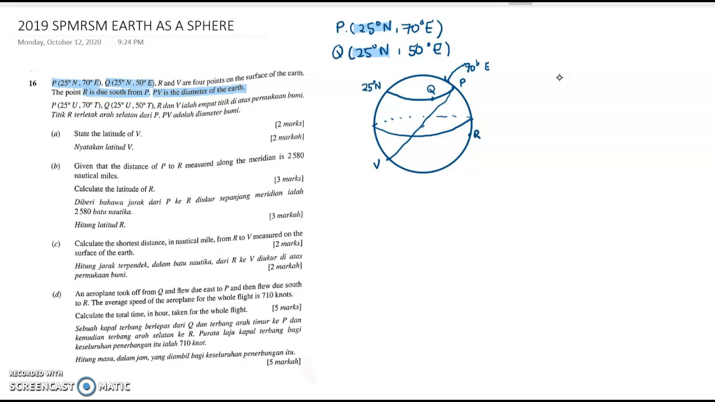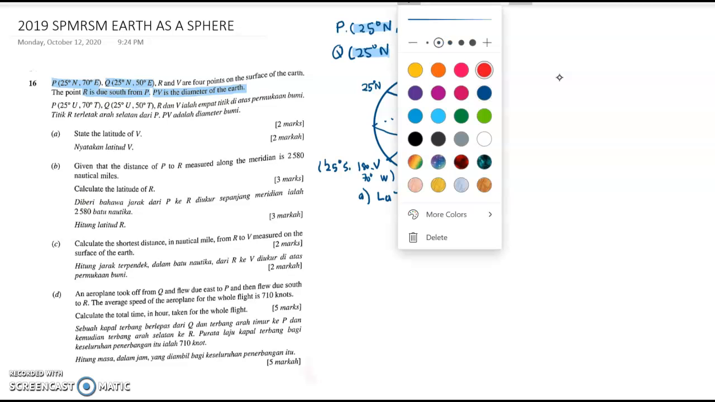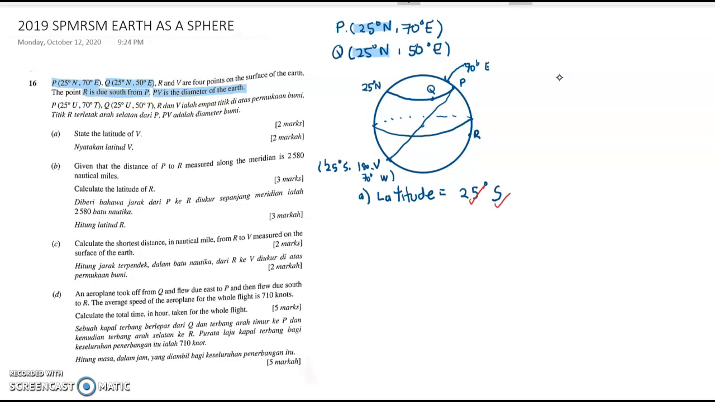Okay, so we have the latitude of V. We know that when the location is the diameter, they share the same amount, 25, but now the direction becomes south. That is our latitude. If we're speaking about the location itself, it is definitely 25 degrees south. It's just the direction change. And the longitude must be 180 minus the longitude of P, which is 70. That gives us 110, and the direction changes, that is west. Easy peasy. That is A. That gives us 2 marks. Easy 2 marks because the first mark is 25 degree and the direction is the second mark.